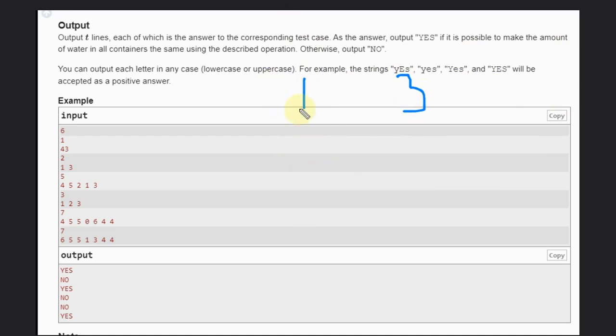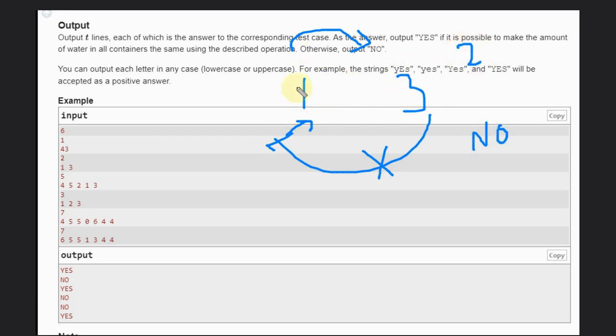So 1 and 3. We can put water from this container to this container only, not from here to here. That is not allowed, which means we can't make it equal. The least amount required will be 2 in this container, but we can't fill it. That is the problem, so it's not possible and the answer is no. That is the reason we have answer no here.